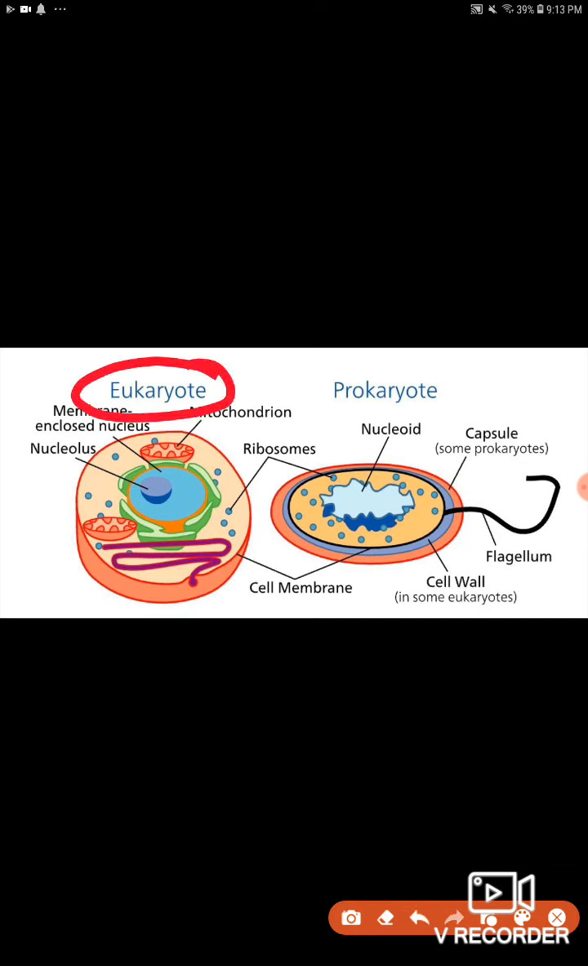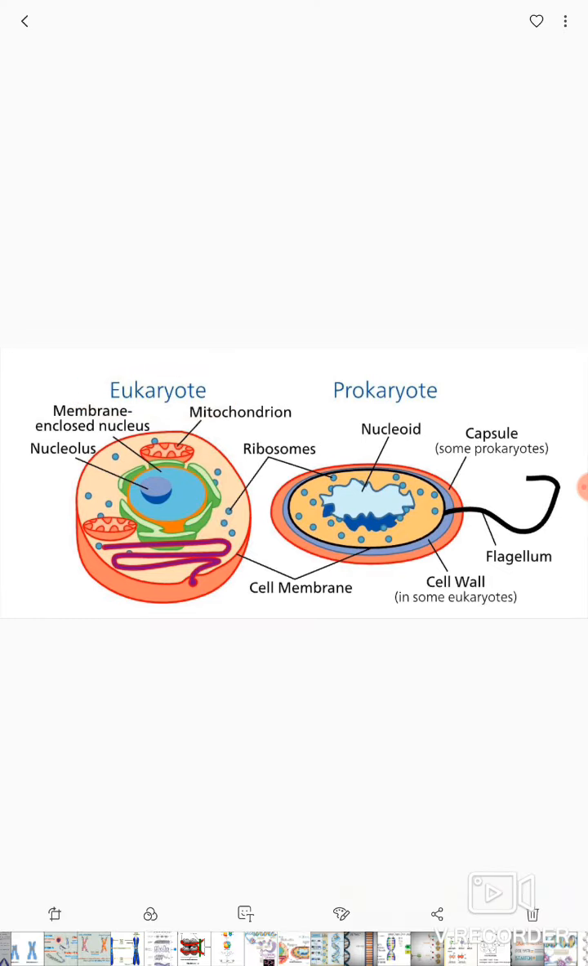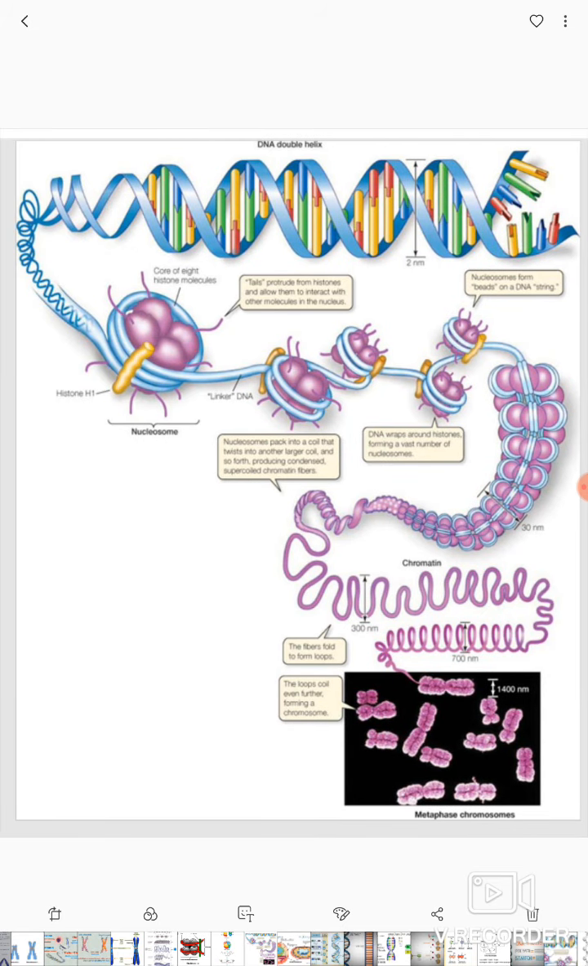But in eukaryotes, we have a well-defined nucleus. In the nucleus, when there is no cell division, chromatin fibers are scattered throughout the nuclear region. This chromatin fiber is made up of folded DNA molecule. This DNA molecule is wrapped around the histone protein.